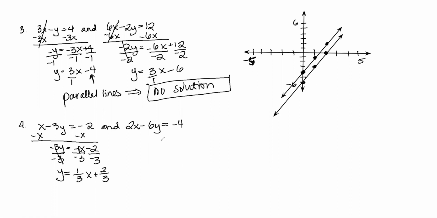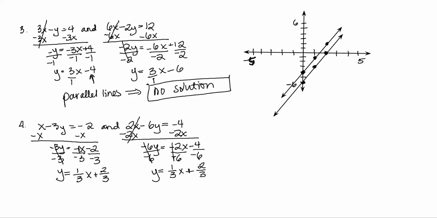But if we go ahead and look at the second one here, subtract 2x from both sides, and we get negative 6y equals negative 2x minus 4. Divide every single term by negative 6. And we get y equals, now here we have negative 2 over negative 6. Negative over a negative is a positive, and 2 over 6 reduces to 1/3 x, and negative over negative is a positive. 4 over 6 reduces to 2/3.